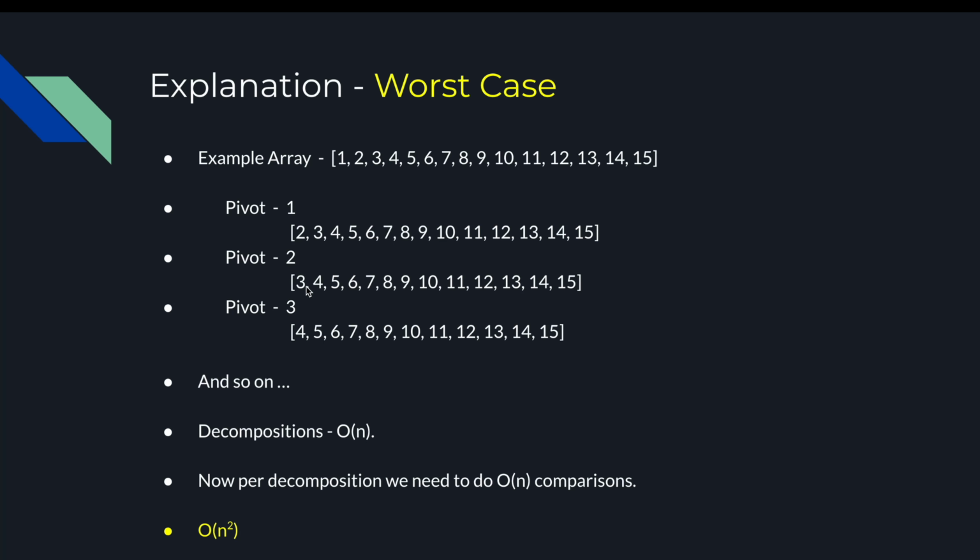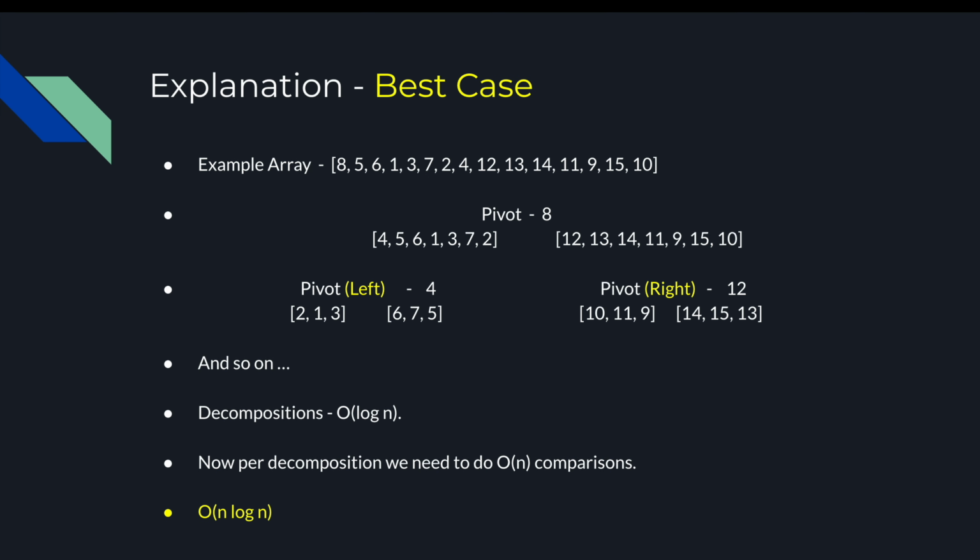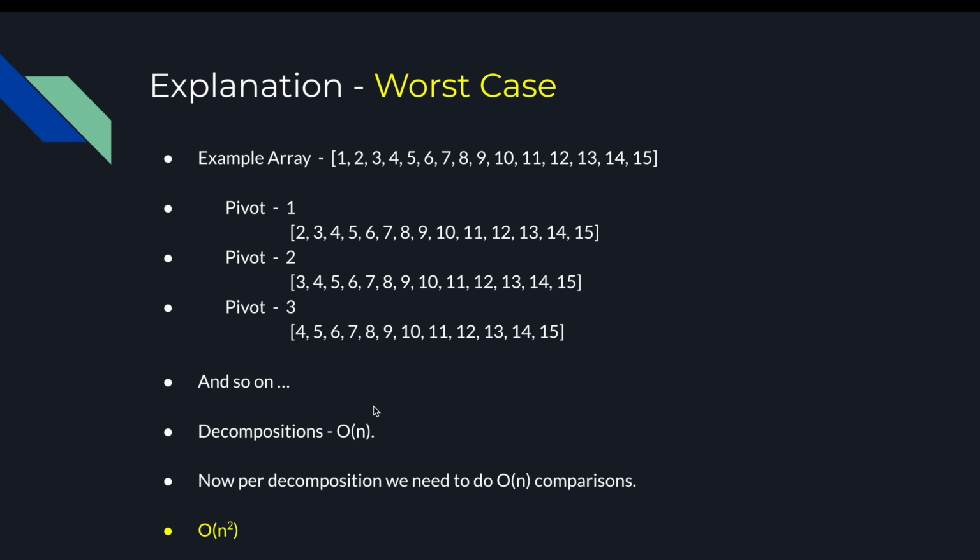Same thing we have to keep on continuing, and here if you see we will be having decomposition for n number of times, because you will be taking pivot 1, pivot 2, pivot 3, pivot 4, 5, 6, 7 and so on. Since there are no partitions like the best case scenario where we were having left and right hand side, the decompositions are going to be O of n. And since with every pivot we are doing n number of comparisons, now joining these 2 points will give us the time complexity of O of n square.